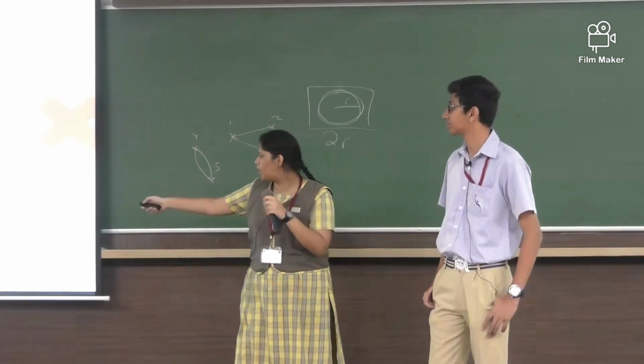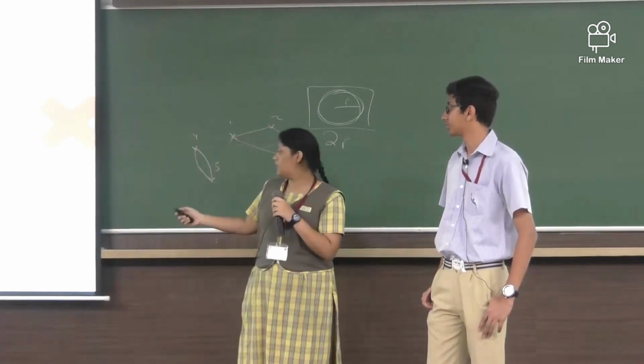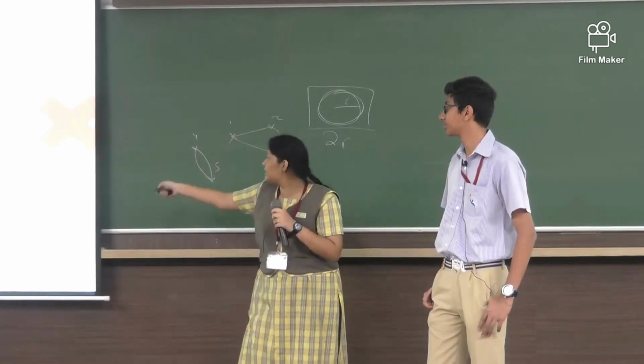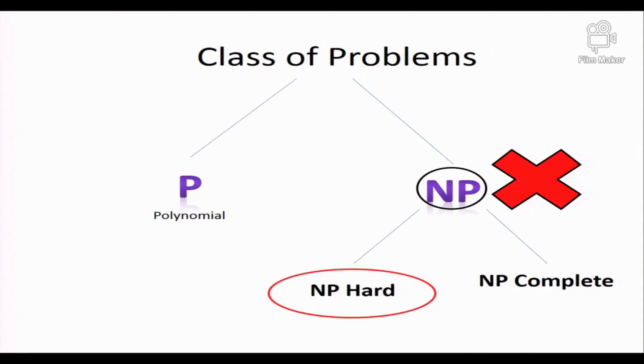It lies in something called NP-hard, which says that if there is a Hamiltonian path, then I can find an optimal solution. And NP-complete is what we say is potentially unsolvable in polynomial time, right? But nothing is unsolvable.